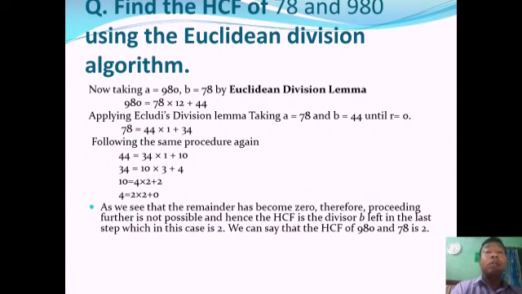Here the remainder is 10. Following the same procedure again, we have 34 equal to 10 into 3 plus 4. Again, 10 equal to 4 into 2 plus 2. At last we have 4 equal to 2 into 2 plus 0. That means the remainder becomes 0. As we see, the remainder has become 0. Therefore, proceeding further is not possible. And hence, the HCF is the divisor B left in the last step, which in this case is 2. We can say that the HCF of 980 and 78 is 2.